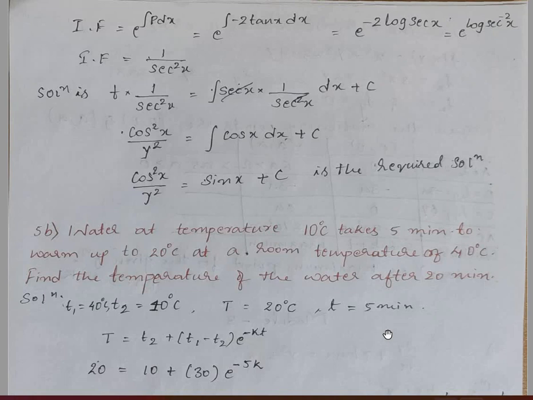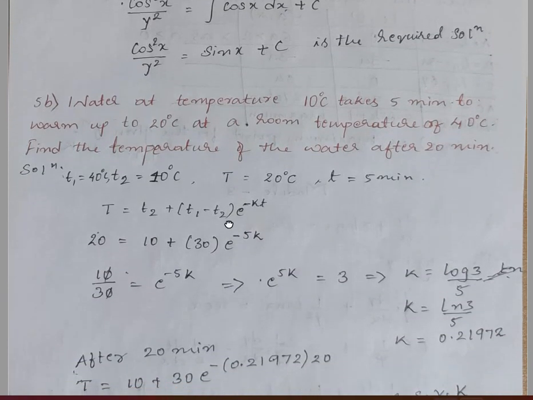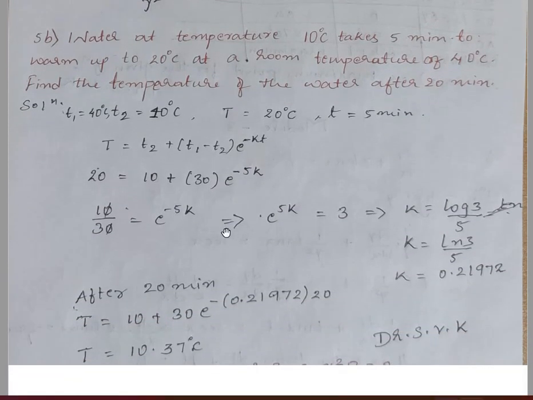First, let us find the value of K by substituting in this standard result: capital T equal to T2 plus T1 minus T2 into e power minus Kt. So I will get the value of K as, you can go through here. I got the K value as 0.21972. Now I will substitute this K value when small t equals 20 minutes. So I will get the capital T value as 10.37 degrees Celsius. This is what Newton's law of cooling carries, 7 marks.